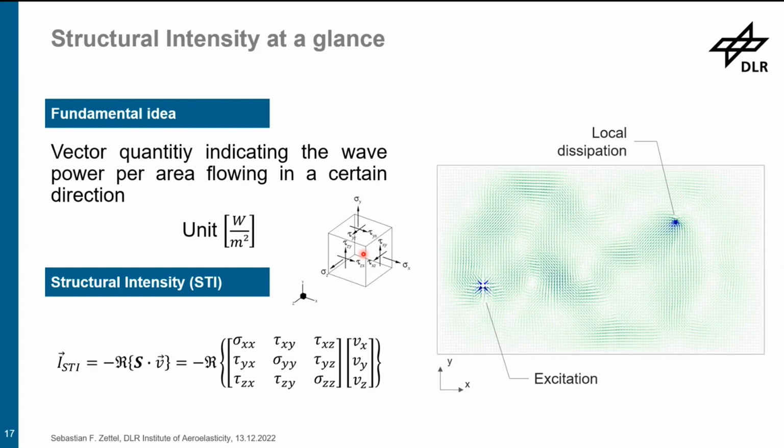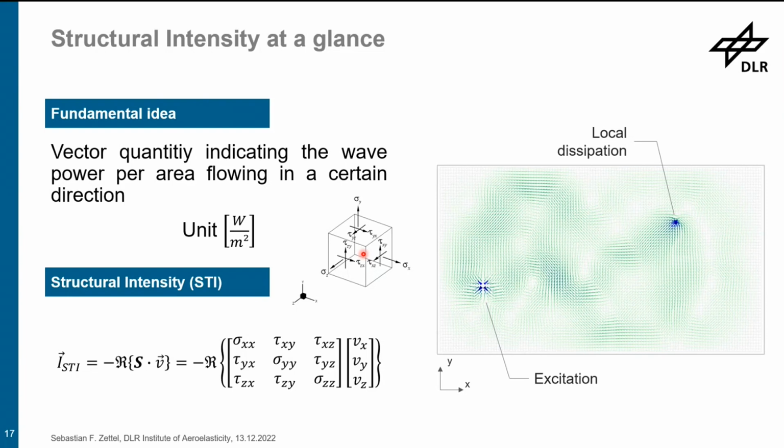is fixed at the edges, and a simple point force excites the structure, which is here the source of power flowing into the structure. We also have a local dissipation sink, which is a dashboard damper here. You can see how, between source and sink, transfer paths evolve where the energy flows from the excitation point into the local dissipation.